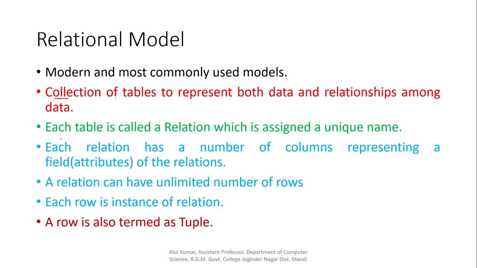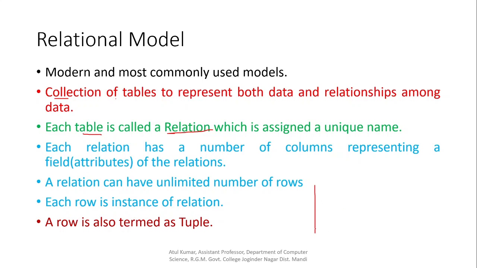So in case of relation model, we have a collection of tables, and each table in relation model is called a relation, which is assigned a unique name. Each relation has a number of columns representing a field of the relation, and each relation has an unlimited number of rows, and each row is an instance of the relation. A row is also termed as a tuple.